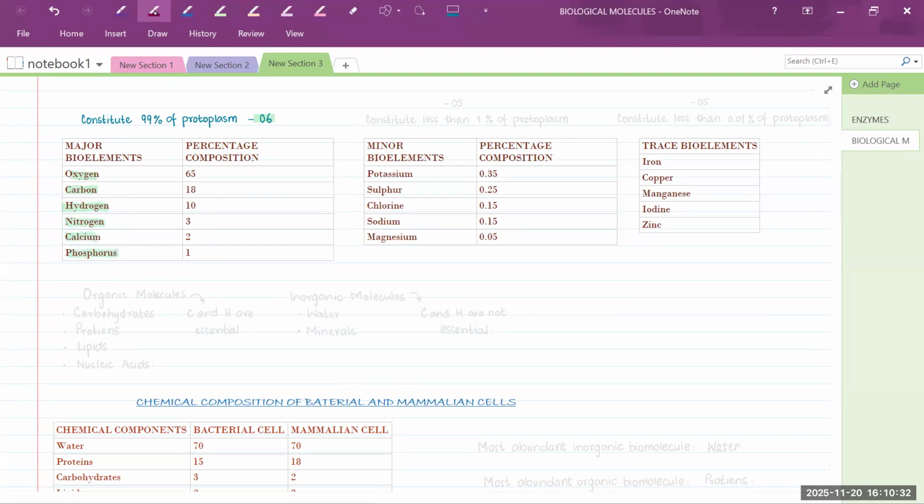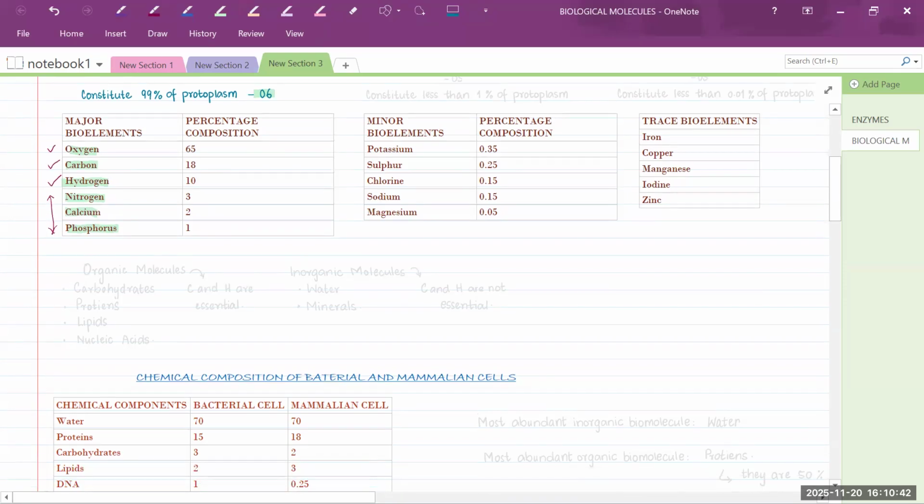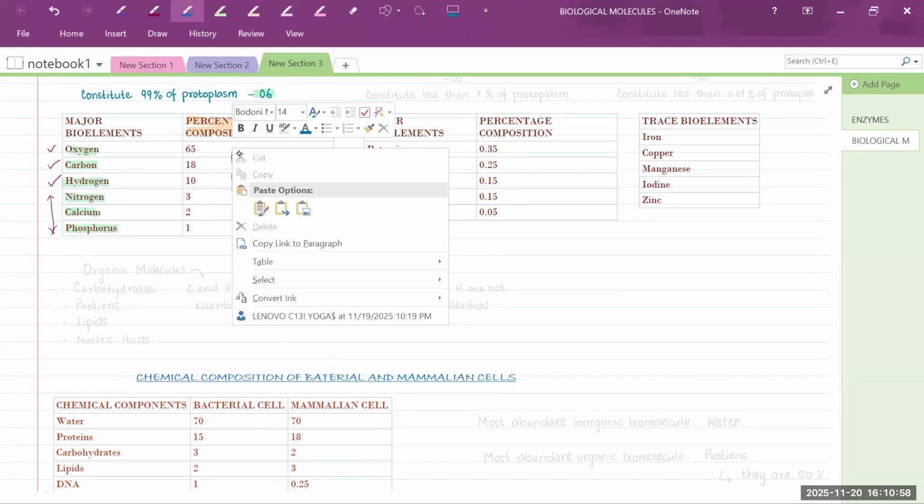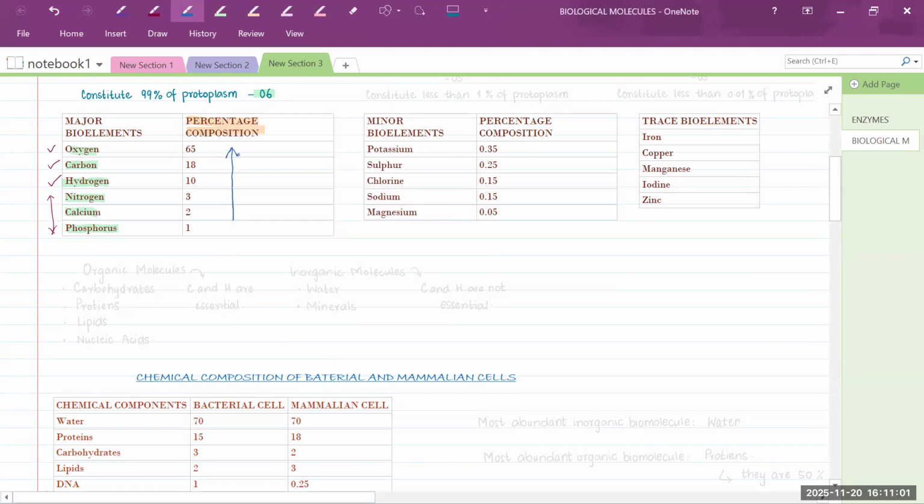So the thing is, most people do remember these first three: oxygen, carbon, hydrogen, like OCH. But these three are hard to memorize. So you guys can make up any mnemonic around it, whether in English or Urdu, so that you can remember these. Also, with regards to these percentage compositions, the easy way to memorize is to memorize them from the bottom to top, because it's like 1, 2, 3. In Urdu it's like 1, 2, 3, 10, 18 and 65, so it's easy to memorize it like that.